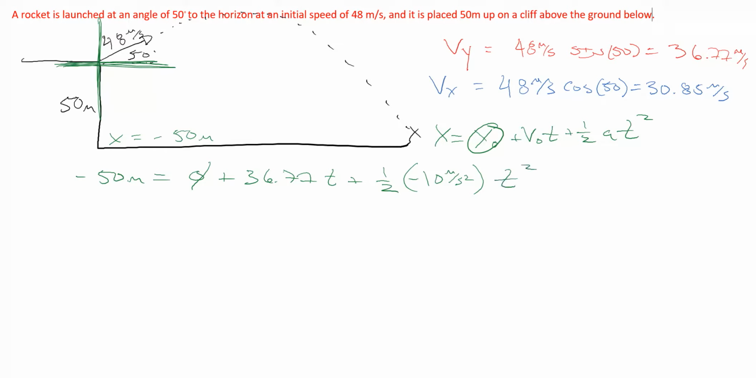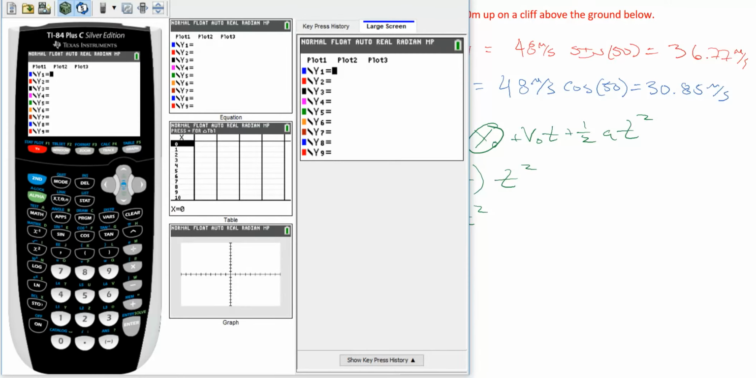So all of this I'm setting up to solve for time. What I want to do is get all my variables on one side of the equation and simplify. So in the end, this looks like 0 is equal to, this negative sign becomes a positive 50 plus 36.77t, and this simplifies to minus 5t squared. Awesome, I'm ready to solve, except it's a quadratic. So how do you solve a quadratic? Well, the easy way is with your calculator.